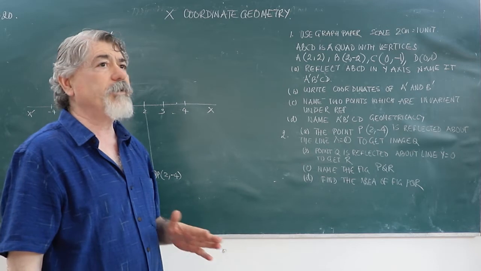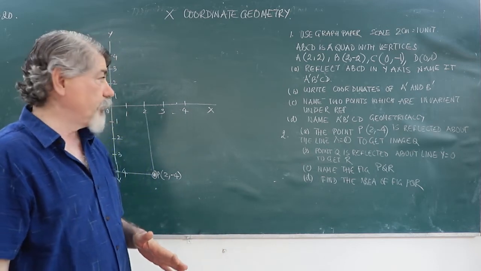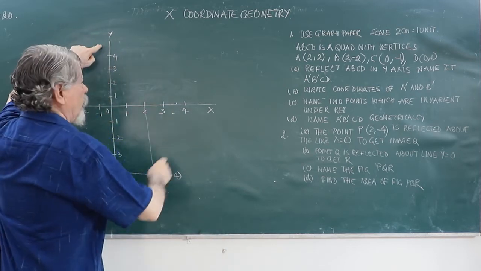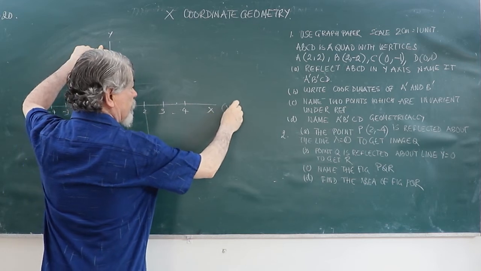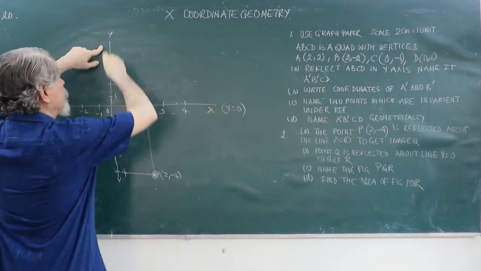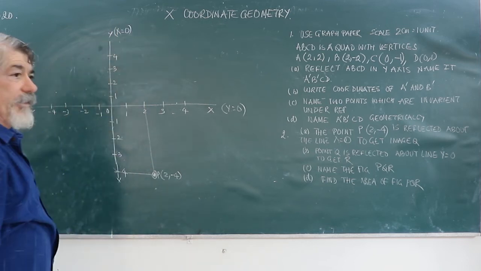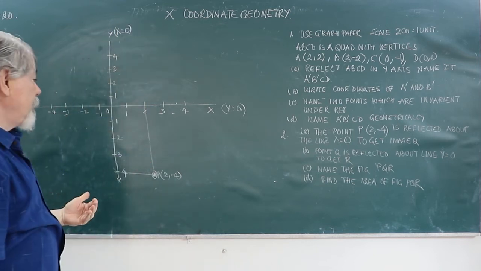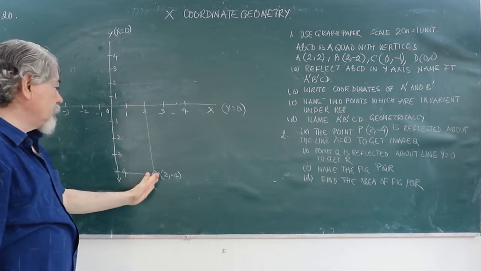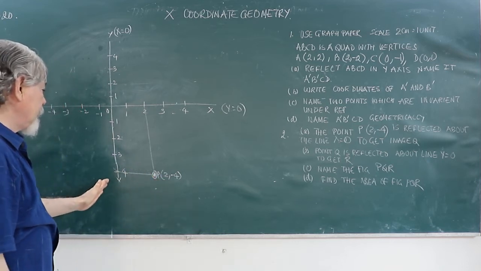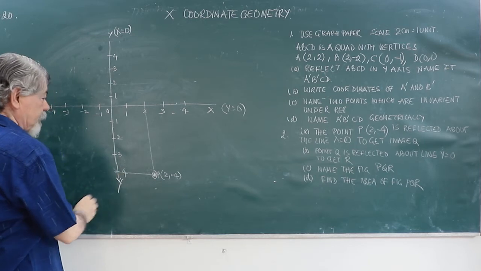x = 0 means the y-axis. On the x-axis y is 0, that is why this line is called y = 0. And on the y-axis x is 0, that is why the y-axis is named x = 0 also. Now this point P is reflected in the line x = 0, which is the y-axis.